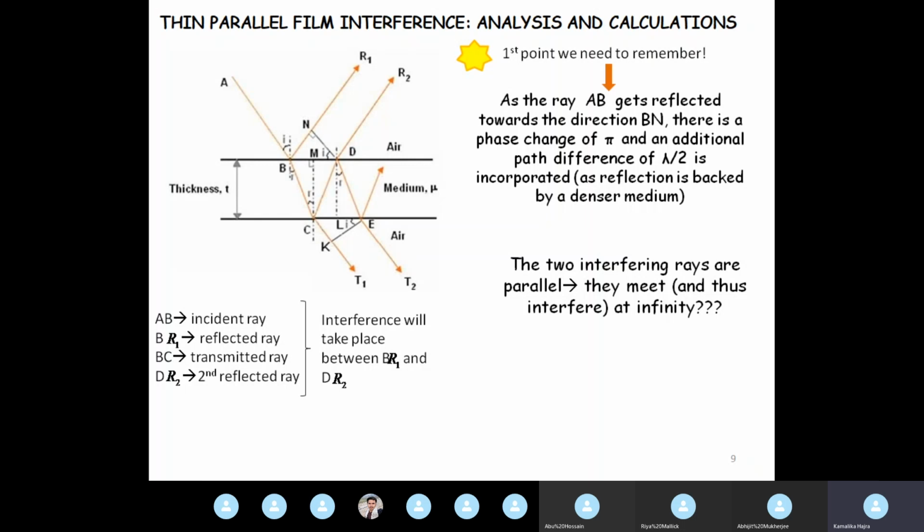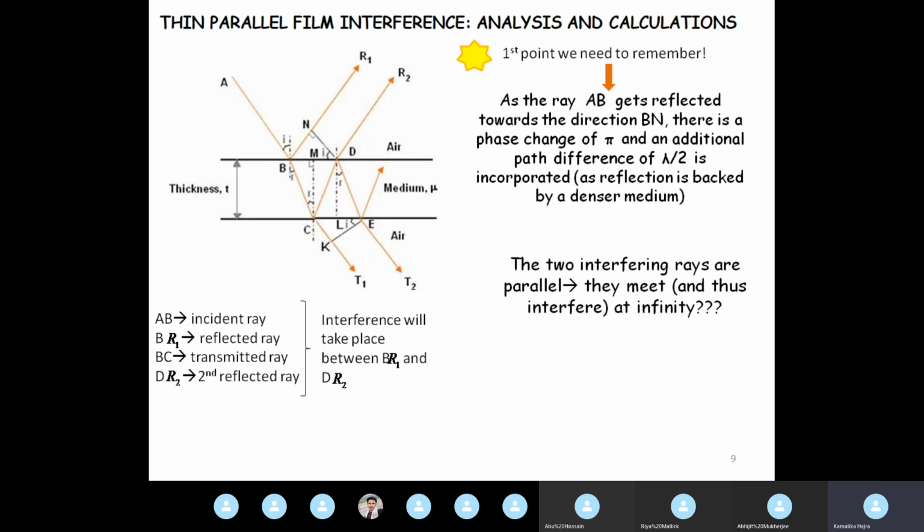So the next question, again, before going on to the mathematics, is that the two interfering rays, as you can see, are parallel. When we studied interference by division of wavefront, if you remember, then the rays were actually meeting on the screen at the point P, and we applied the principle of superposition at the point P on the screen to get the resultant intensities, right?